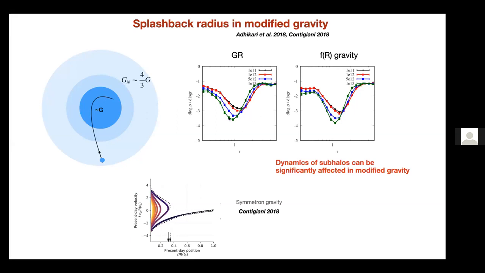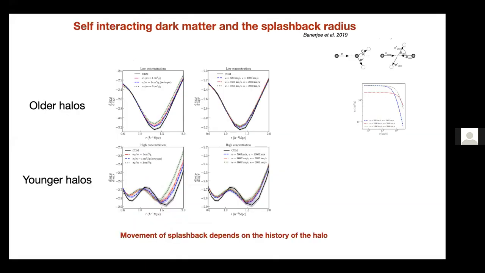In particular, in our paper in 2018, we found that subhalos, because in modified gravity models they tend to fall in with higher velocities, the effect of dynamical friction is reduced. Therefore, if you look at splashback radius as a function of galaxy mass, you see signatures that differ from a normal GR model where dynamical friction is more important. Right, and we've also looked at it in self-interacting dark matter.